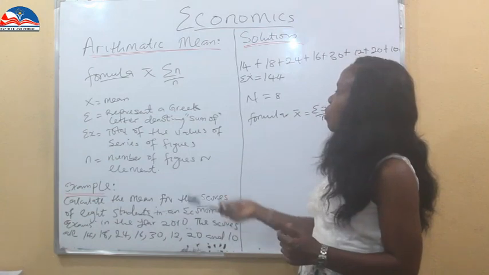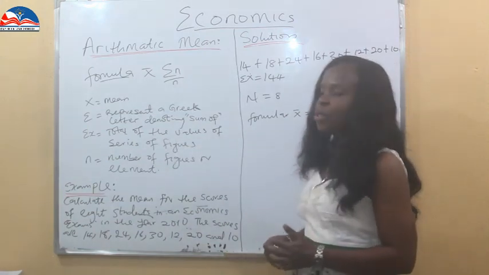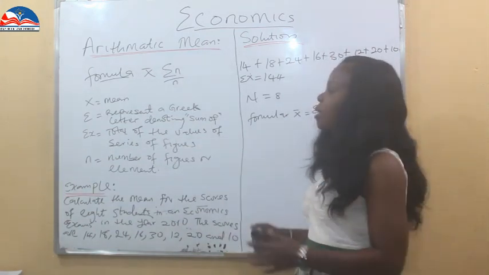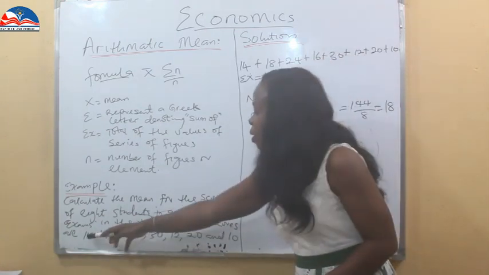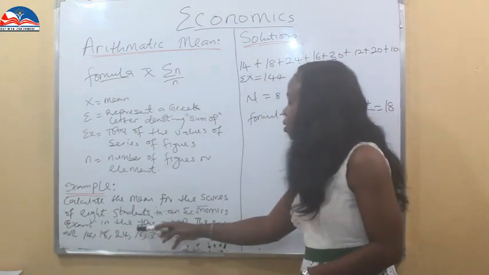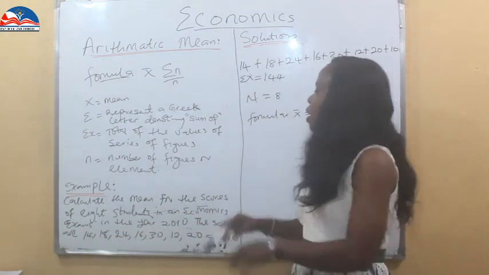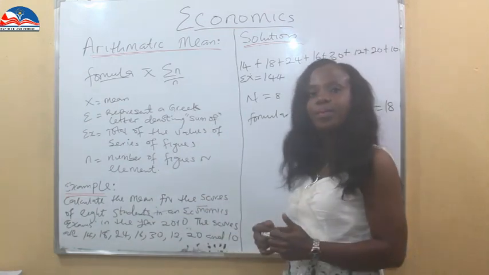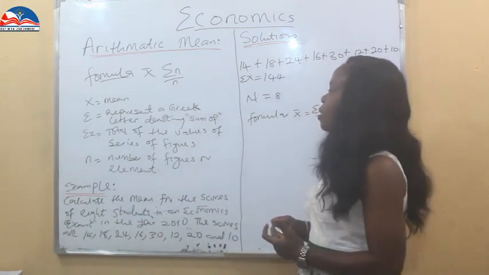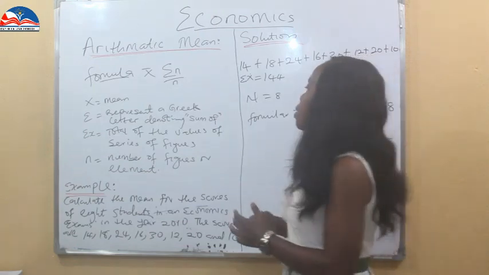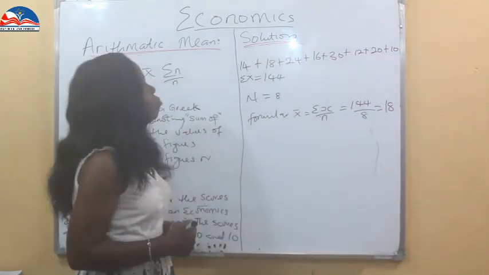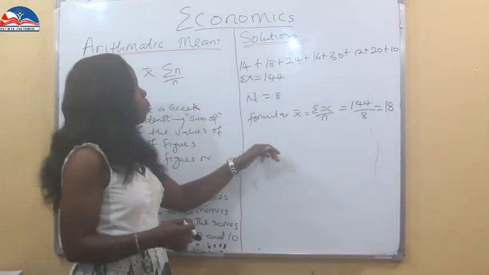So now we want to talk about the total of the values of the series. How is it calculated? That is to say, sum this plus this plus this plus this plus this plus this plus this. That is the sum. So let us see this solution.